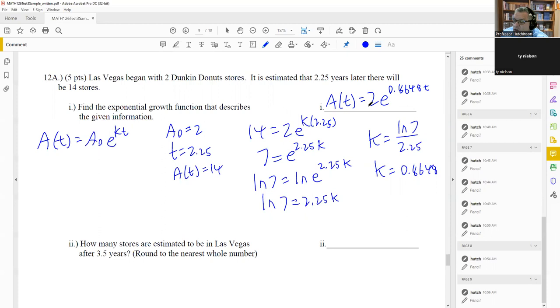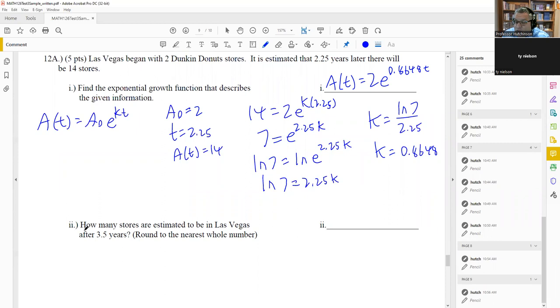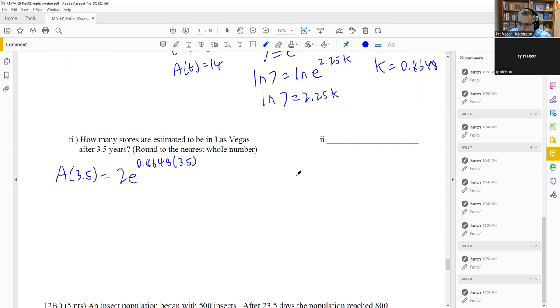So this formula is an estimate of how many stores there are after a certain number of years. So it says, how many stores will be estimated to be in Las Vegas after 3.5 years? It says round to the nearest whole number. Okay, so we want to put 3.5 in there. So 2e to the 0.8648 times 3.5. Now we just need to work this out to get the answer. 0.8648 times 3.5 is going to be 3.0268.